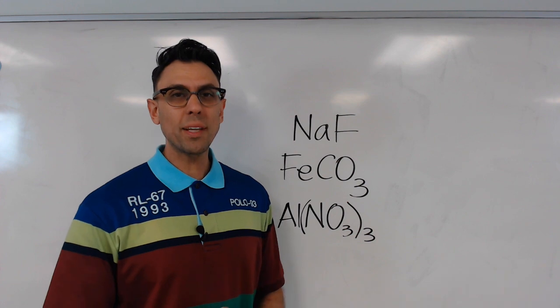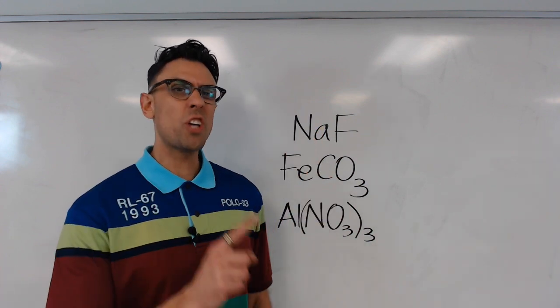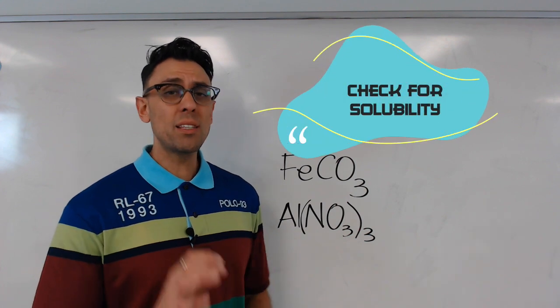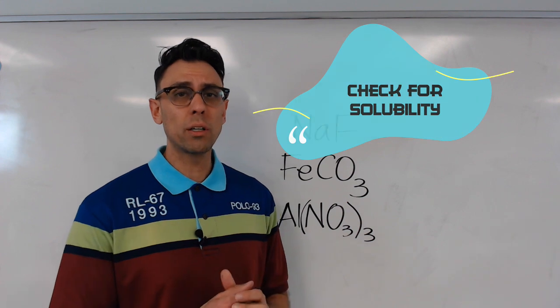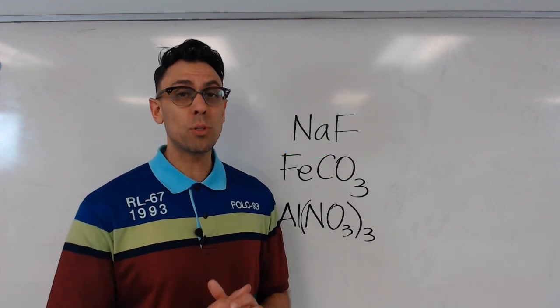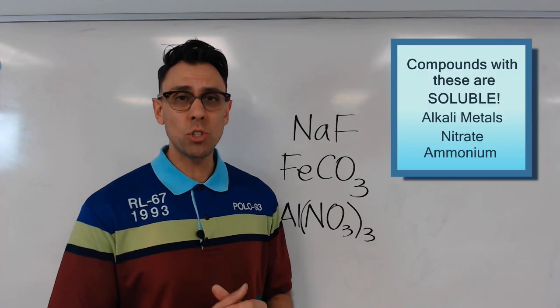All right, so let's break this down into some easy steps that you can follow. Step 1, check for solubility. You see, a salt can only act like an acid or a base if it's soluble in water. Now, in order to do this step, you'll need to know some solubility rules. I'm going to be using the rules required by the AP Chemistry exam.